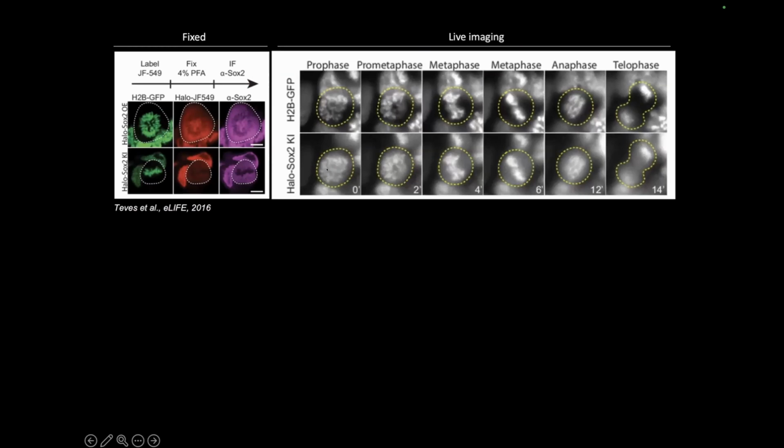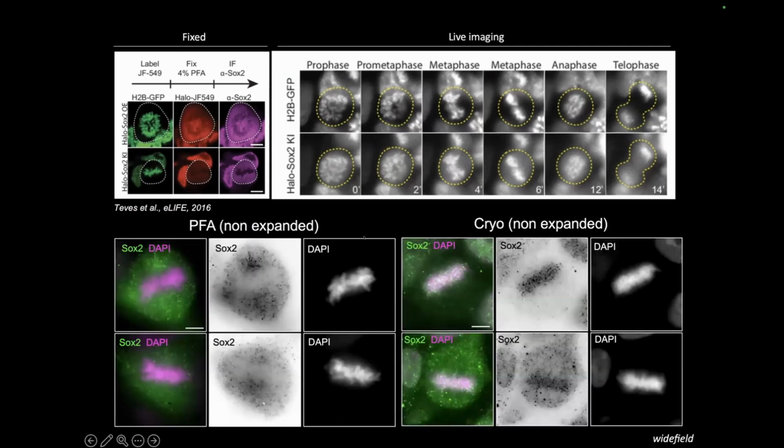And when they realized that doing live imaging was showing a completely different pattern of localization of SOX2, that it is remaining on the chromosomes during mitosis, they showed that actually it was probably an artifact from the PFA that was retaining the transcription factor within the cytoplasm. So we wanted to verify whether cryofixation could reproduce the live and therefore avoid this artifact.